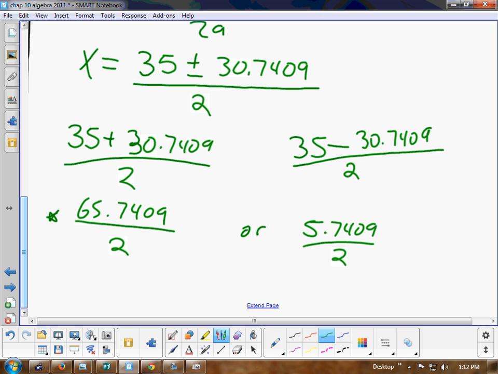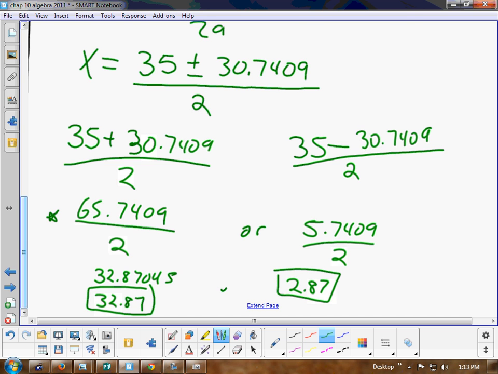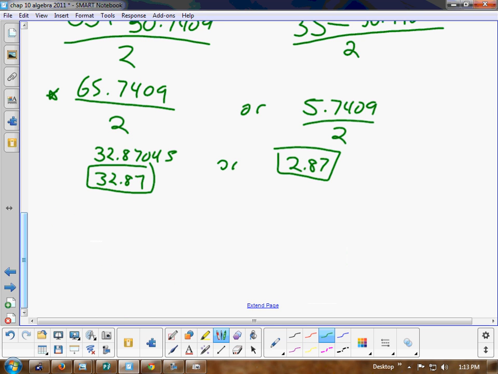Punch this in, divide by 2. Can somebody give me that answer? The first one is 32.874. It says the nearest hundredth, so let's go with 32.87. And then this one over here, 2.87 works. So my answers are the two in the boxes here.